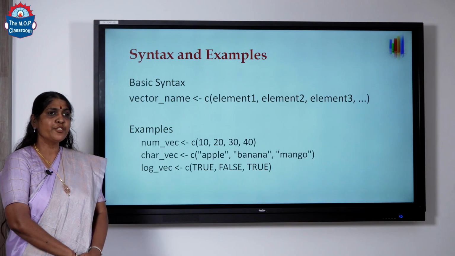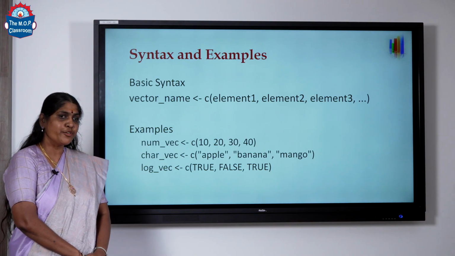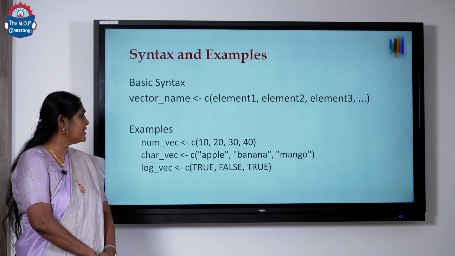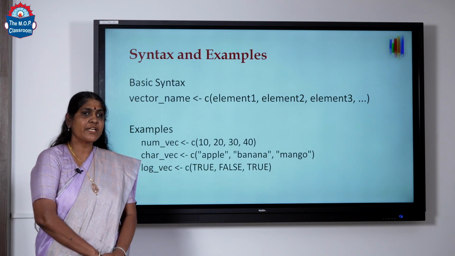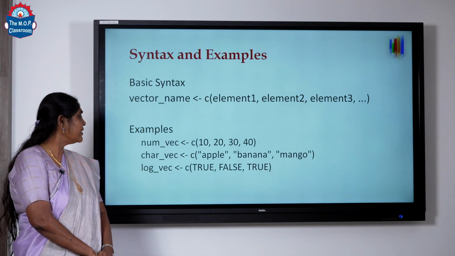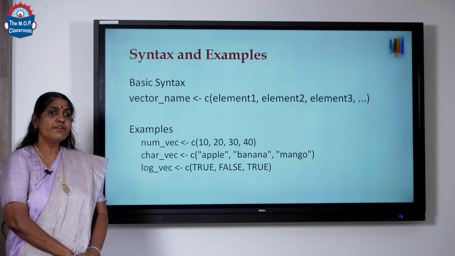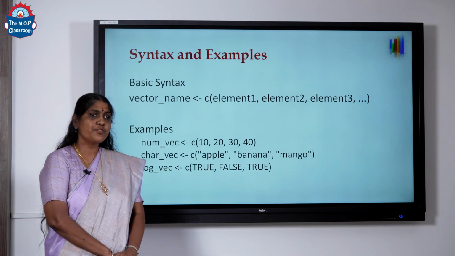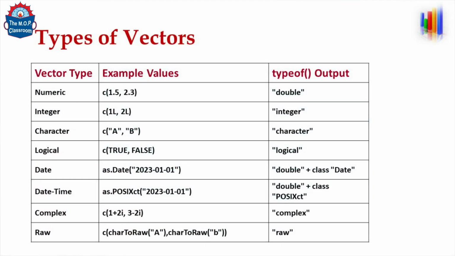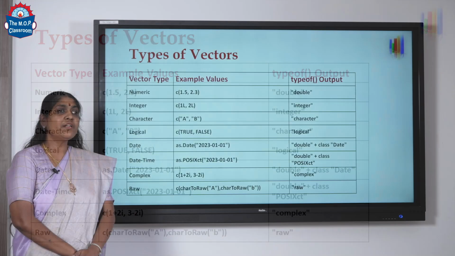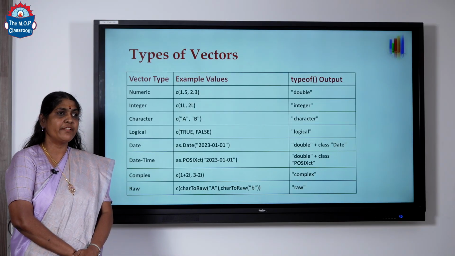The first one is a numeric vector which contains all numeric values, the second one is a vector of strings which contains the names of fruits, and the third one is a logical vector which contains only the two values, either TRUE or FALSE. So this way we can create different types of vectors. That means, what are all the data types that can be stored in a vector.